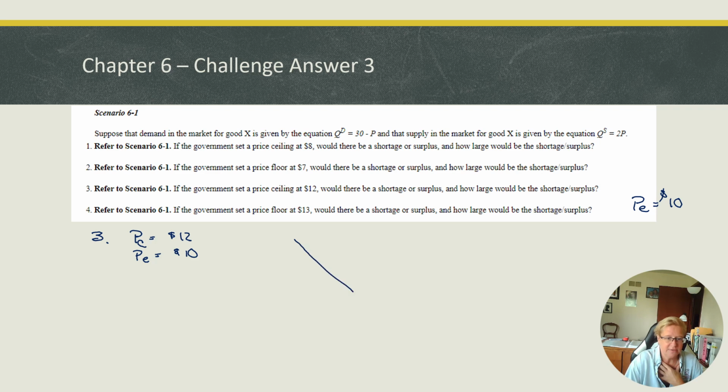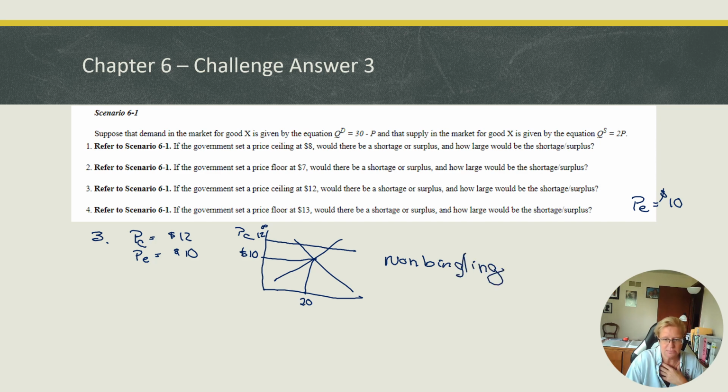So just to look at it a different way, we have demand. Right. So here is our price equilibrium of 10. I think our quantity equilibrium was 20. And right here, the price ceiling is going to be at 12. Prices cannot go above it. We can visually see that this is going to be non-binding, and the price will stay at 10. There we go.